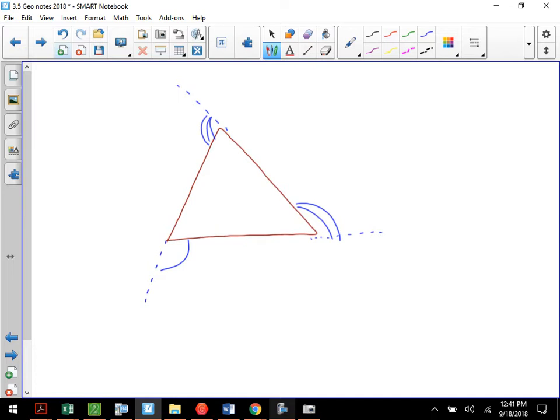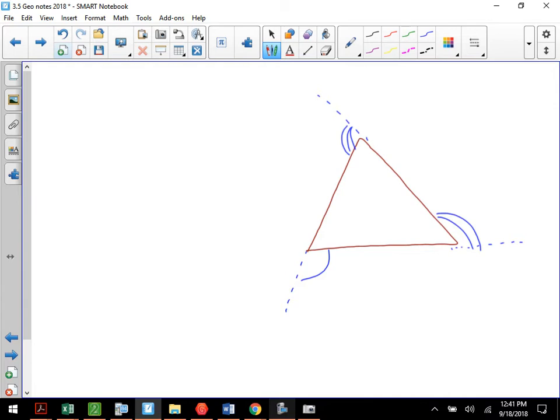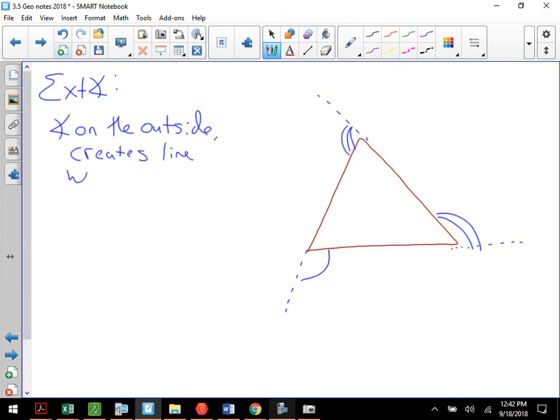An exterior angle and an interior angle create a what? A line, good. So exterior plus interior always equals how much? 180. Okay, very good. So we go back to the idea, or I can do this. Define it. Exterior angle. Angle on the outside. It creates a line with interior angle. I'm trying to think of an easy way to write it out. That's about as easy as I can make it.